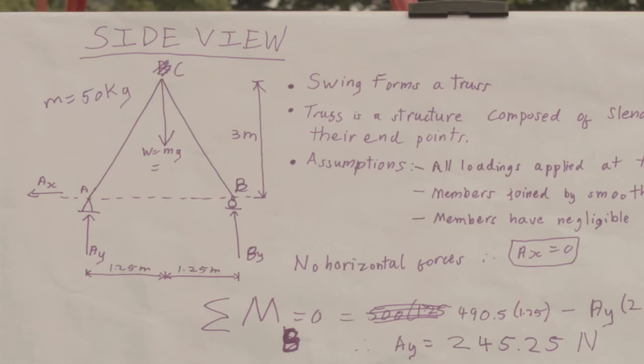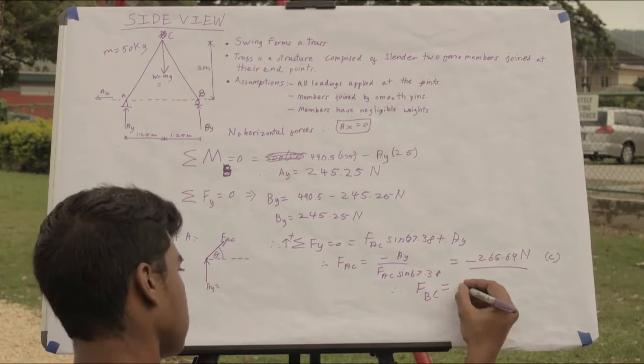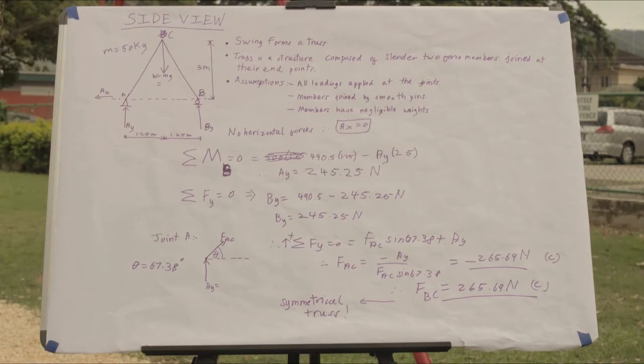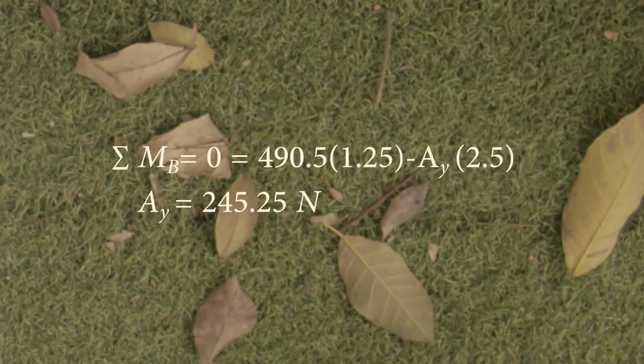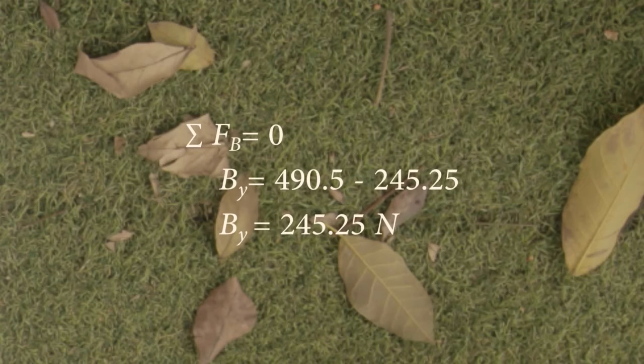From the free body diagram, since there are no horizontal forces, AX is zero. Now the first step would have to be to calculate global equilibrium. And to do this, we find the reaction forces. The first reaction force, AY, is calculated using moments about point B. Now, assuming the moments about point B is equal to 0, AY is calculated to be 245.25 newtons. After doing this, the sum of the forces in the y-axis is equal to 0. BY can be calculated, and it is found to be the exact same value as AY, which is 245.25 newtons.